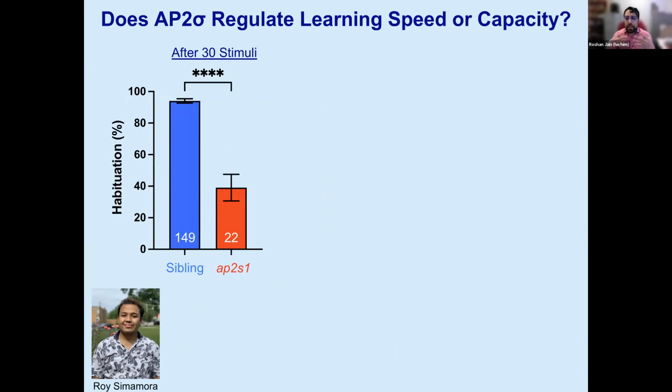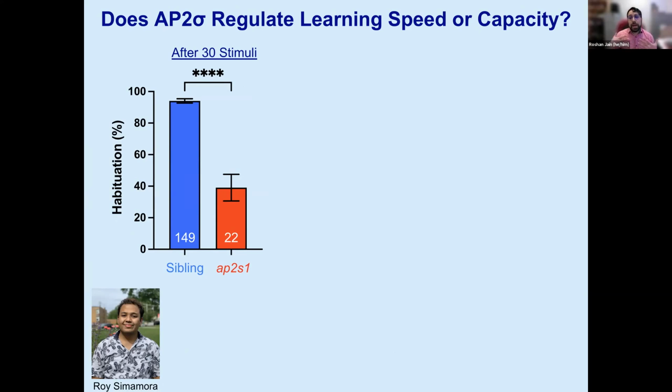So to expand on what it's doing with this habituation learning, I've shown you that over the course of about 30 stimuli we have a clear deficit in these AP2S1 mutants, where they can still habituate to some degree, but it's significantly reduced compared to their wild type siblings. And so one of my students, Roshan, wanted to explore this further and figure out, is this just because these fish are slow to learn here? Or does this reflect an absolute cap on their ability to habituate and their capacity for learning here?